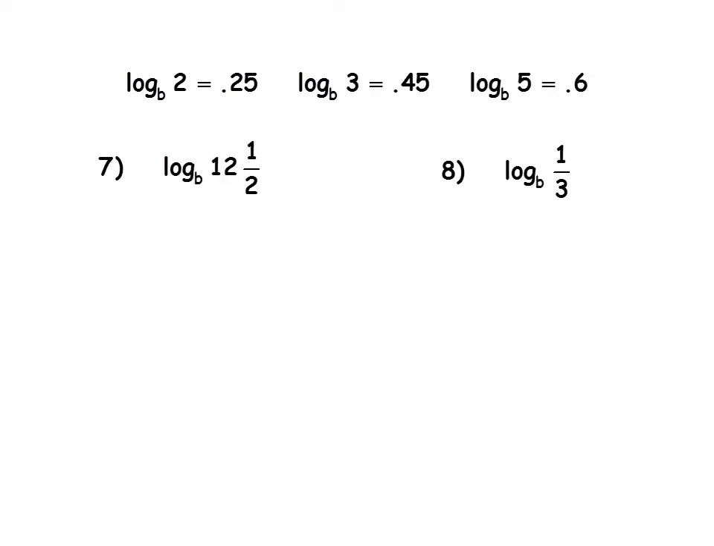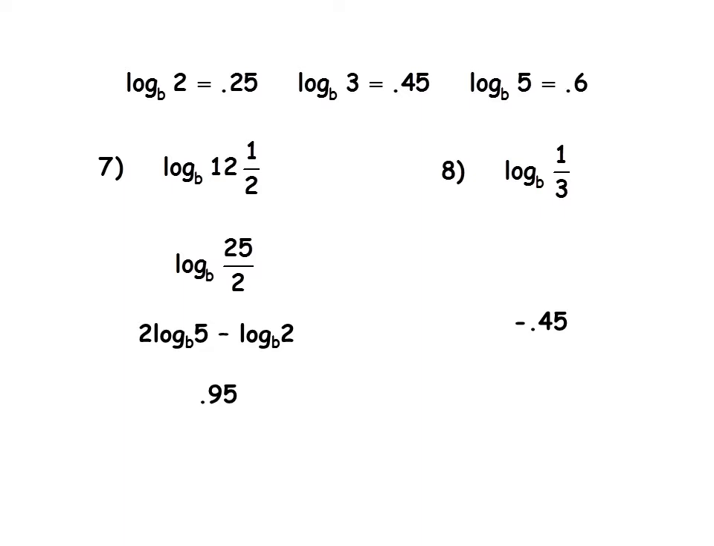All right, number 7 is a little tricky. See if you can think that one through, and go ahead and try number 8. So number 7, I have 0.95, and number 8, I have negative 0.45. On number 7, you have to change this mixed number 12.5 to 25 over 2. You have to change it to an improper fraction. Once you have that down, then you know that 25 is 5 squared, so then you can break it down to 2 log b of 5 minus the log b of 2 and get your 0.95.